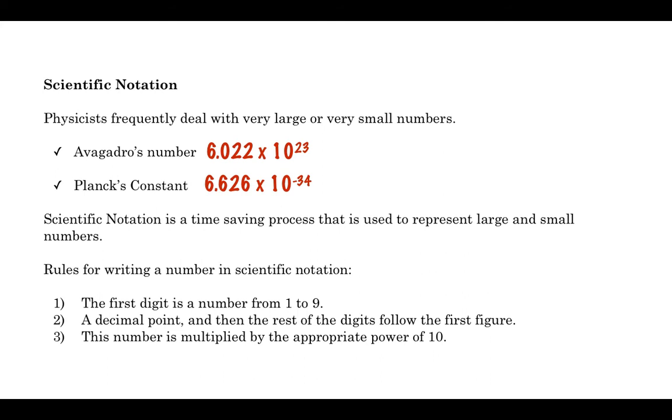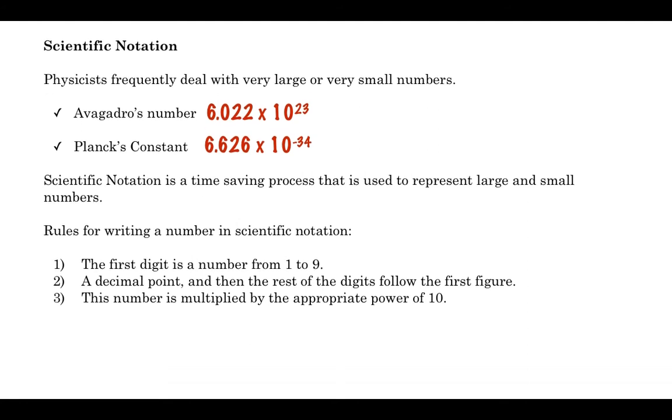So here's the rules. The first digit is always a number from 1 to 9. So here 6, here 6, okay? Then we write a decimal point, and then the rest, okay? Finally, we always multiply it by the appropriate power of 10.